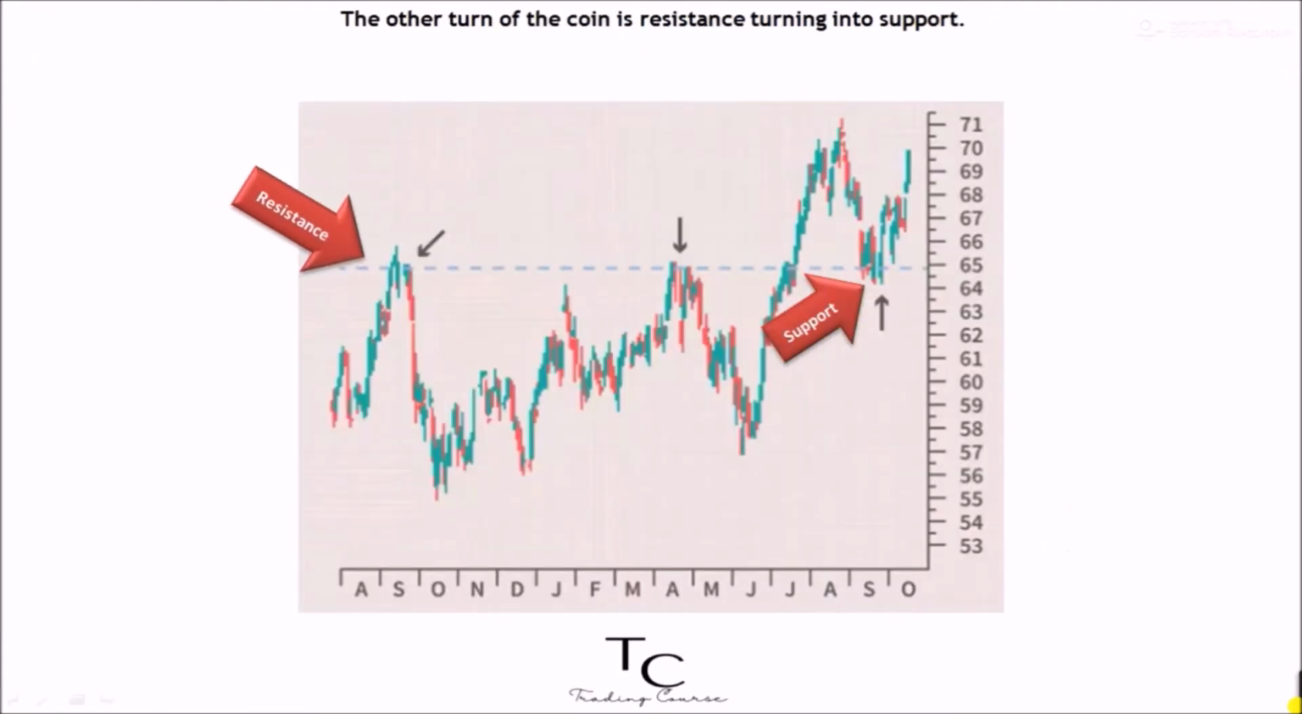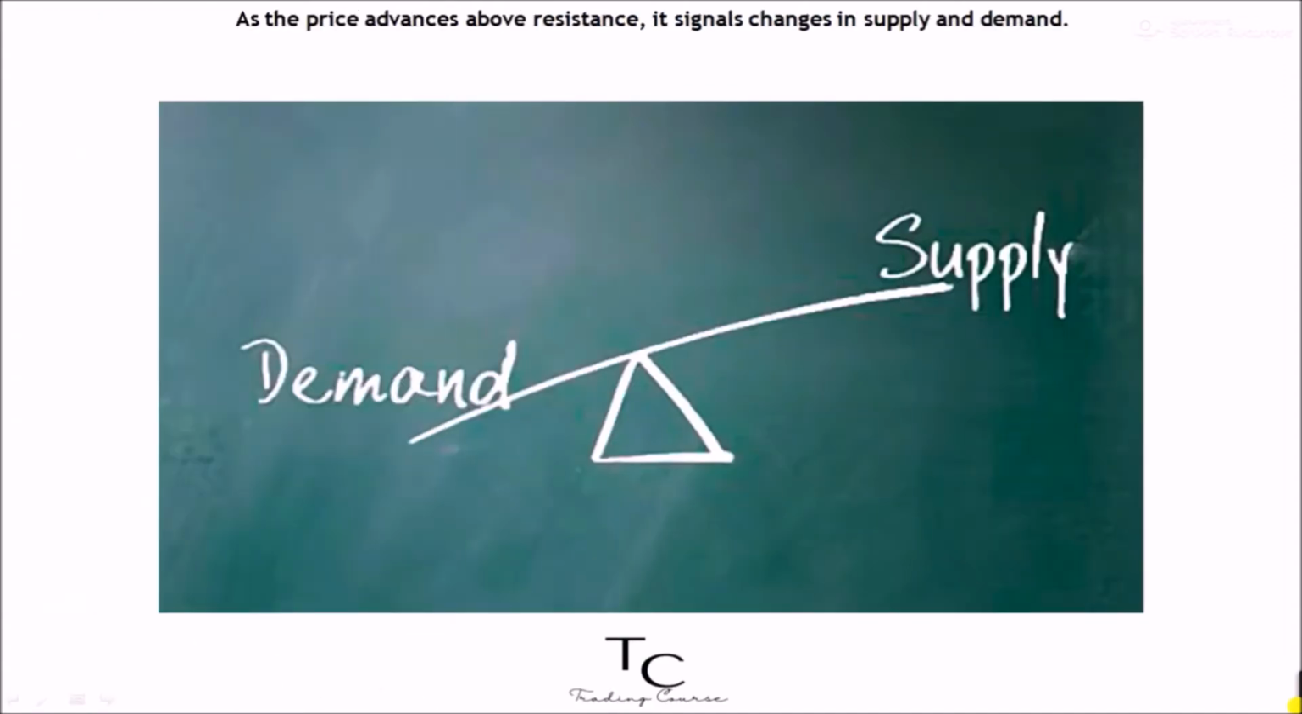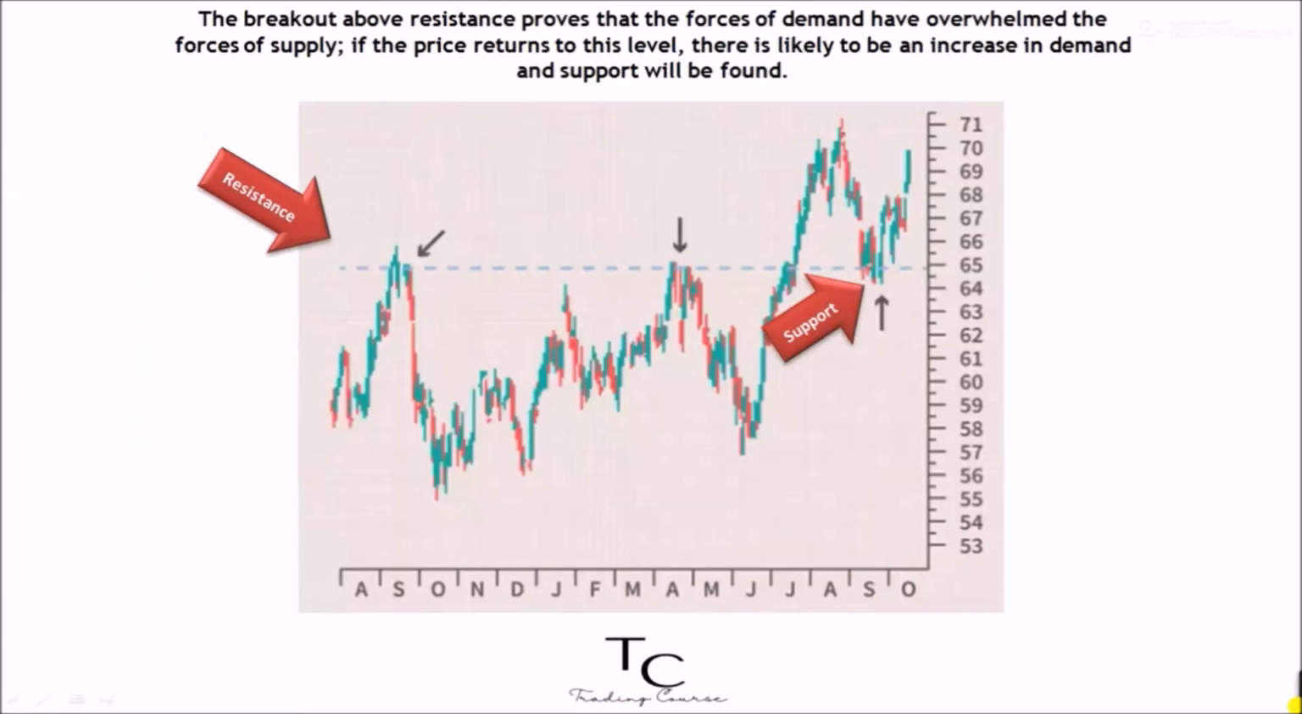The other turn of the coin is resistance turning into support. As the price advances above resistance, it signals changes in supply and demand. The breakout above resistance proves that the forces of demand have overwhelmed the forces of supply. If the price returns to this level, there is likely to be an increase in demand and support will be found.